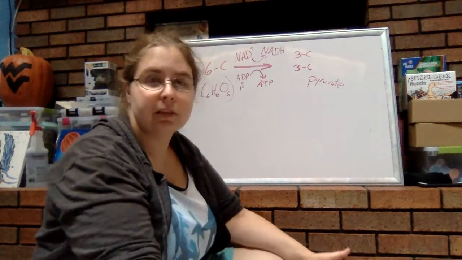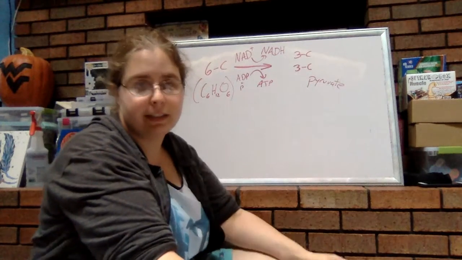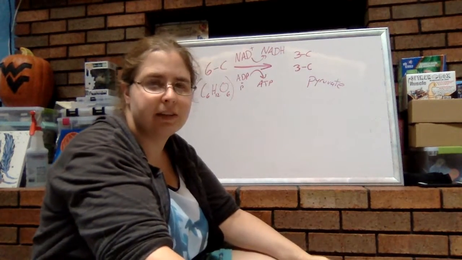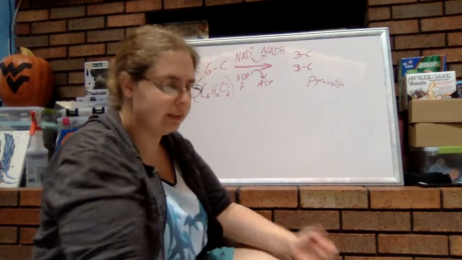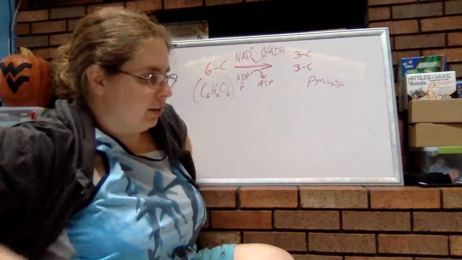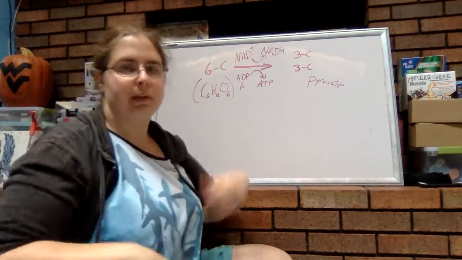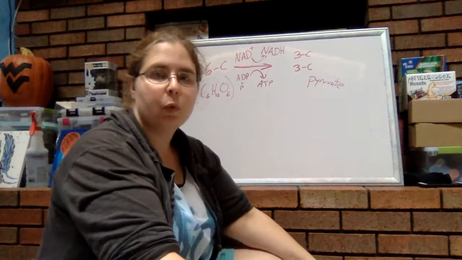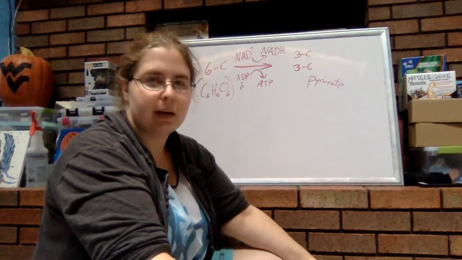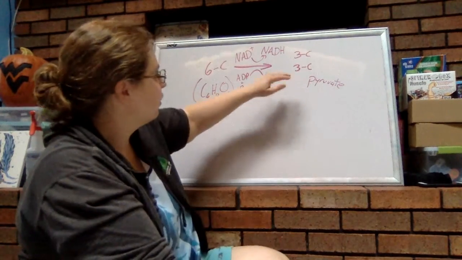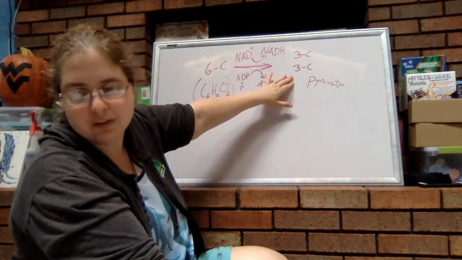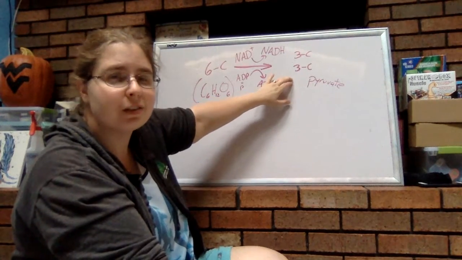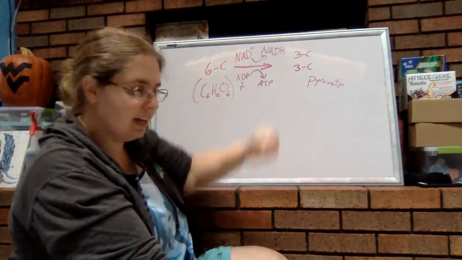Now, the process of glycolysis makes 2 ATP. Not a whole lot of energy if you're a multicellular organism. Now, if you are a single-celled organism like bacteria, that could be enough to power your cell. But we're not bacteria. We need a lot more energy than that. So these two pyruvate molecules are now going to enter the mitochondria.